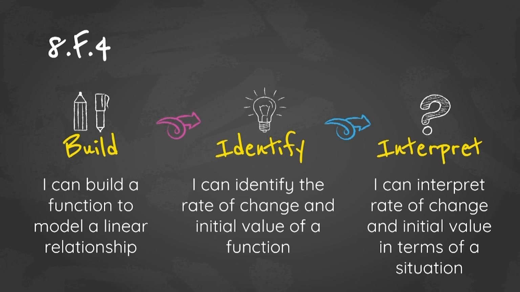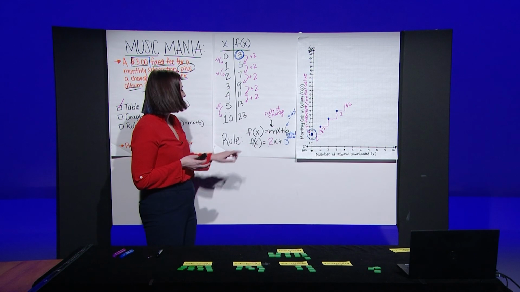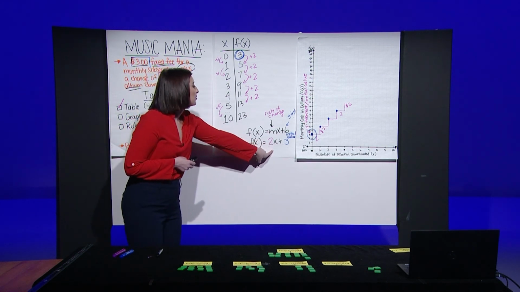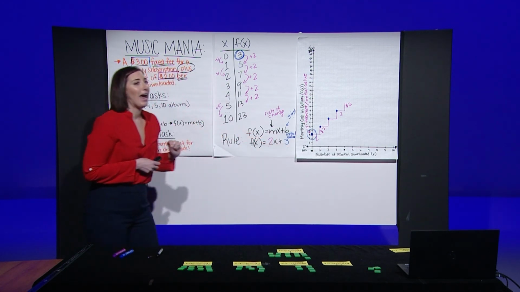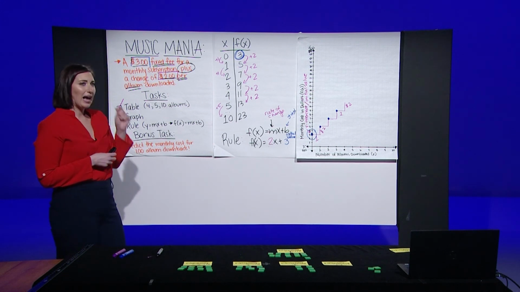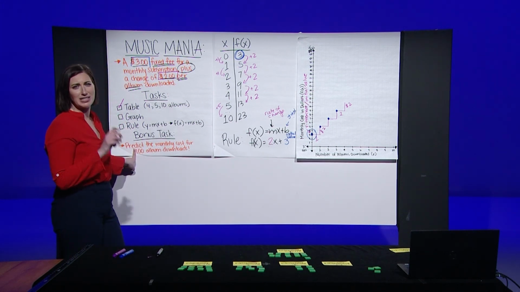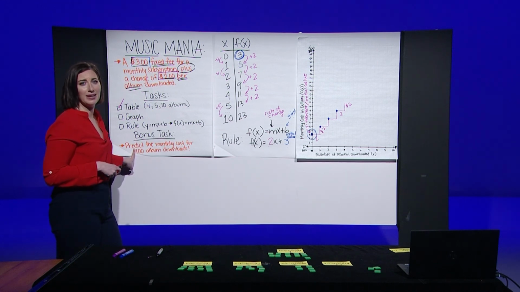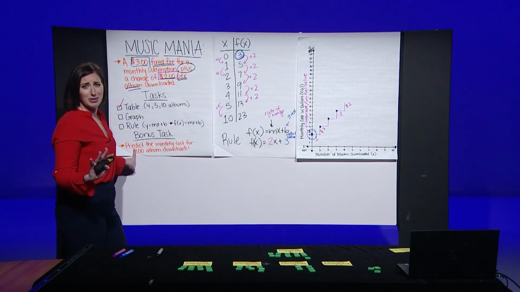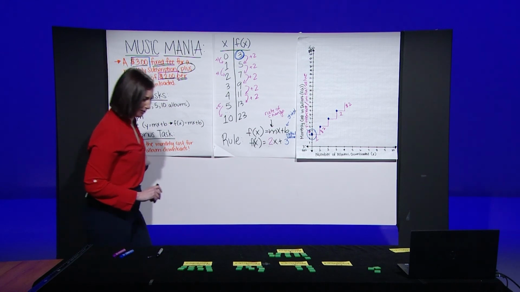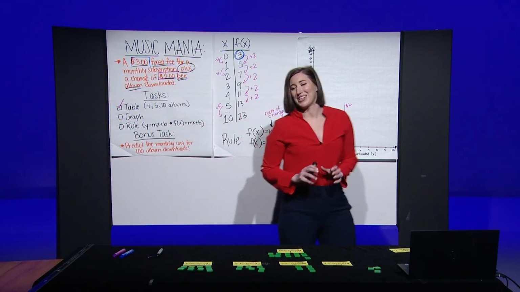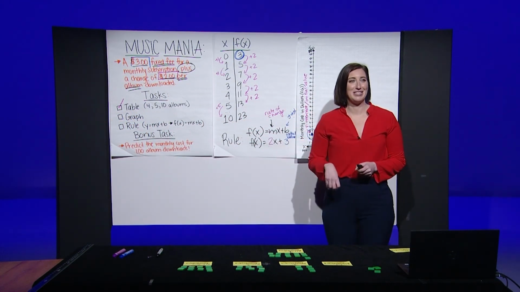Remember your challenge problem. We didn't do it together, but I want you to use that rule that we wrote together, f of x equals 2x plus 3, and see if you can predict how much my monthly cost would be if I purchased 100 albums, because I have a lot of music and a lot of chores and a lot of working out to do. How much would that cost me if I wanted to do that?